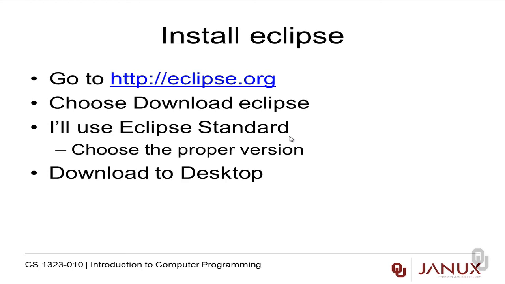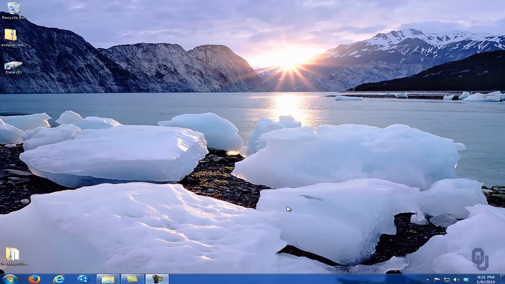The next thing we need to do is to install Eclipse. So go to http://eclipse.org. Choose Download Eclipse, and I'll use Eclipse Standard. You need to choose the proper version here too, either 32-bit or 64-bit, and download it to the desktop. Next, we're going to download Eclipse.